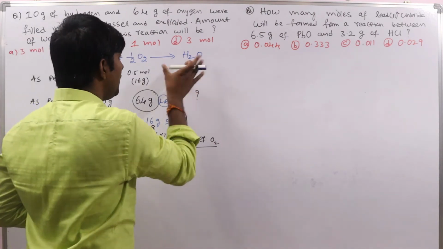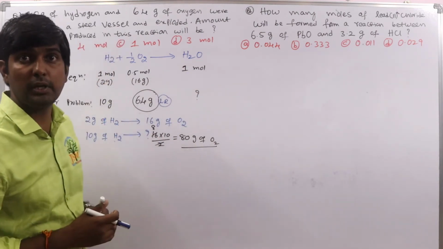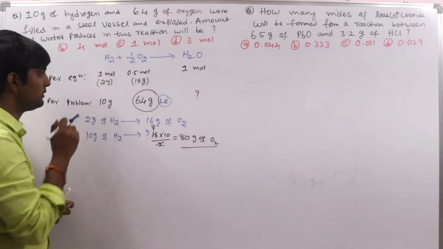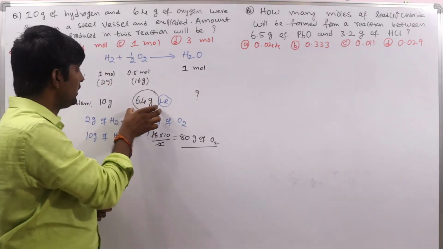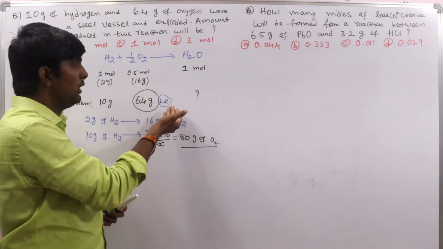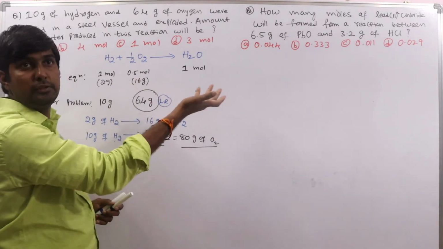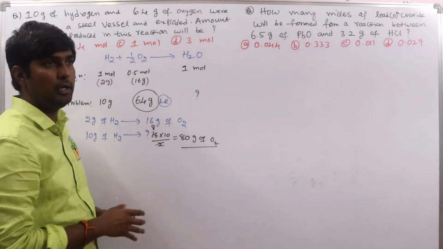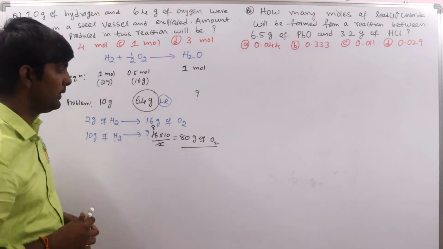So the amount of water formed depends on whose quantity? The oxygen quantity, not the hydrogen quantity. So if the total oxygen gets consumed, hydrogen is still left, but there is no formation of water. Once the total oxygen is used up, there is no further reaction, right?